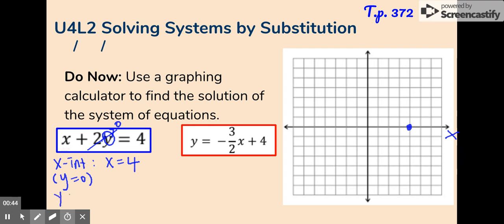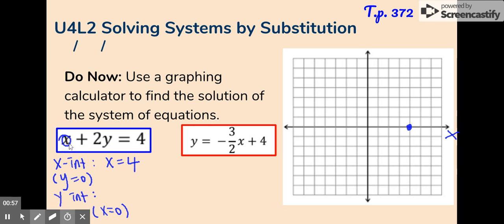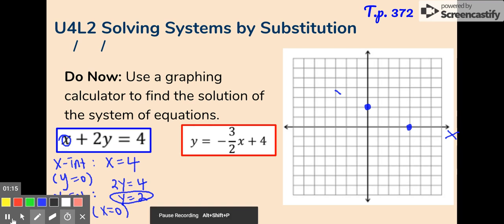And the y-intercept occurs when x is equal to 0. So you're going to plug in 0 for x. So this time 0 is going to be plugged into the 0x. So now we have to solve for y. So 2y is equal to 4 and y is equal to 2. So now we have the y-intercept. The y-intercept is on the y-axis. So if you connect these two dots, then it's going to be the line.